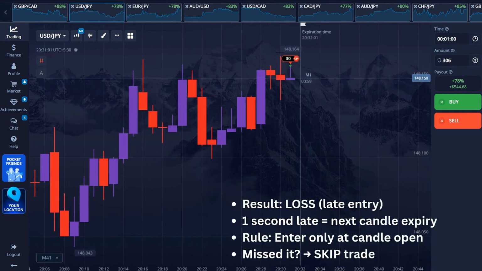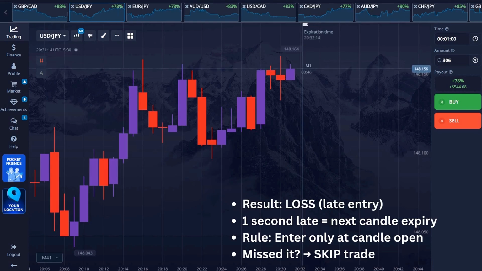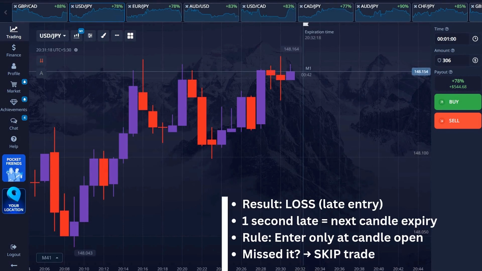And this one finishes out of the money. The reason? My entry was 1 second late, which pushed the expiry to the next candle instead of the planned one. That small timing issue turned what could have been a clean win into a loss. Lesson: always click exactly at the next candle open. If you're late, it's better to skip the trade.